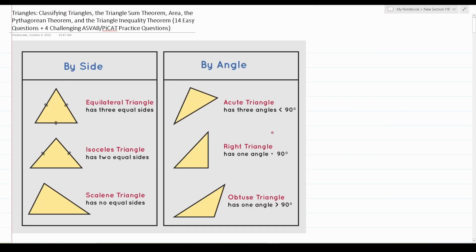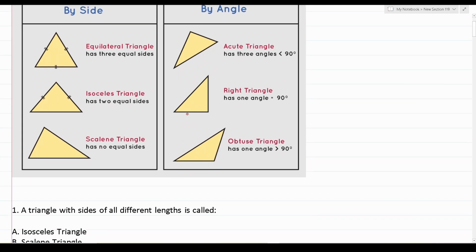Now that we've taken a look at how to classify triangles by their sides, let's talk about how to classify triangles by their angles. As you can see, an acute triangle is one in which all 3 of its angles are less than 90 degrees. A right triangle is one in which one of the angles is exactly 90 degrees. Of course, more often than not, you'll see this symbol indicating that one of the angles is 90 degrees. And finally, an obtuse triangle is one in which one of the angles is greater than 90 degrees. And clearly we can see that this angle right here is almost certainly greater than 90 degrees.